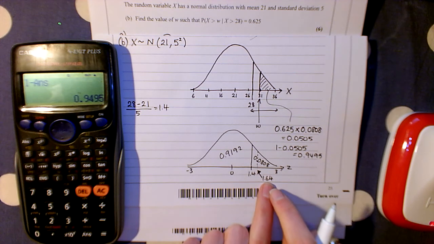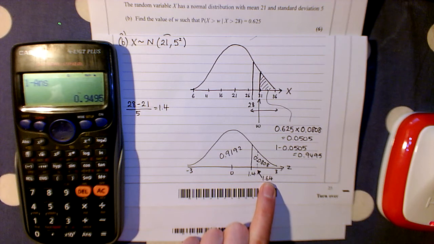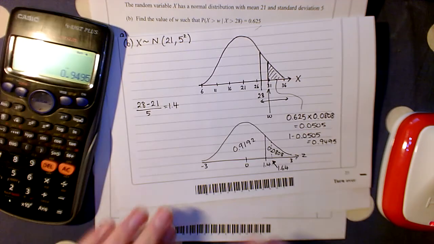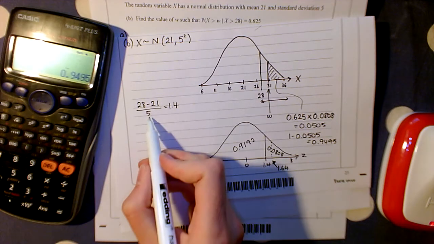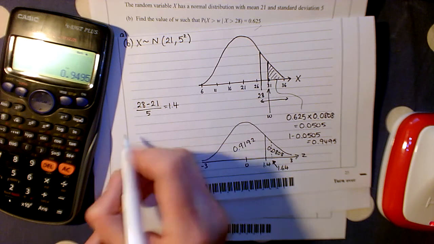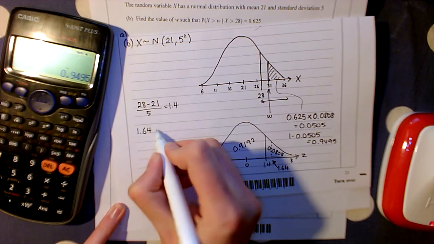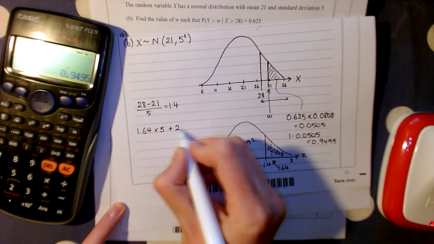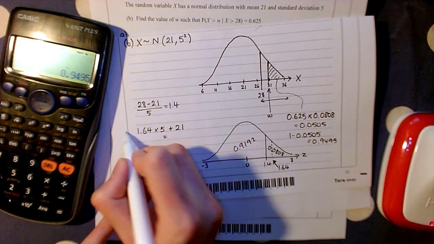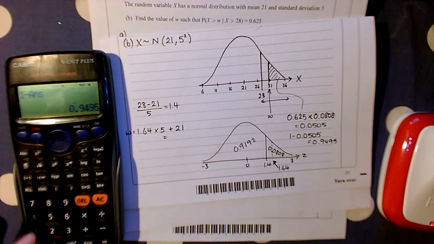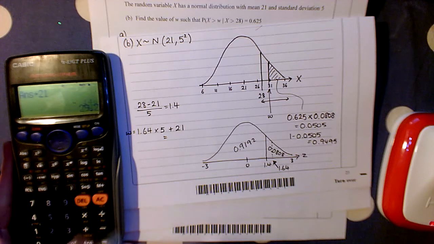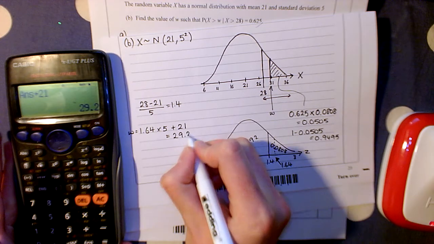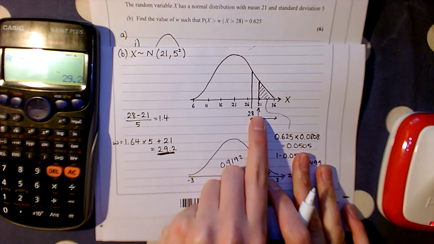And now, if I can transform that number back to W, then I will know what my W value is. So I do that by undoing take away the mean, divide by the standard deviation. I do the opposite. I take my Z value and I multiply by the standard deviation, and then I add on the mean, and that should get me to a value for W. 1.64 times 5 plus 21 makes 29.2. And it looks right, a little bit higher than the 28 there.